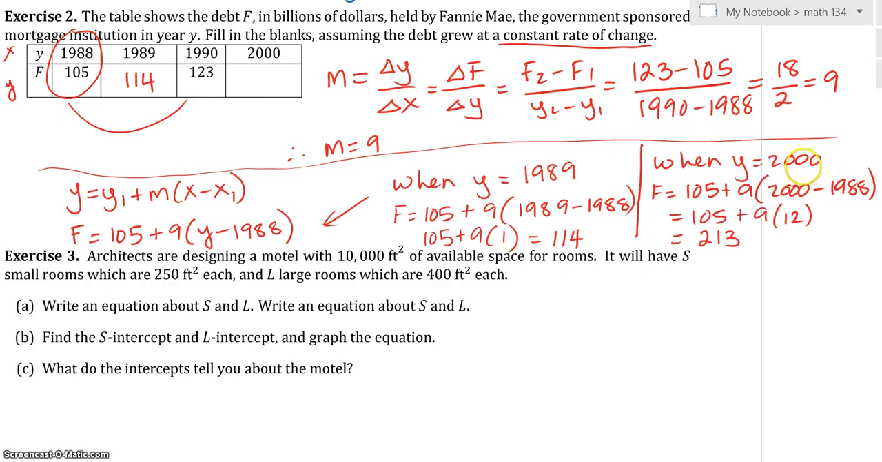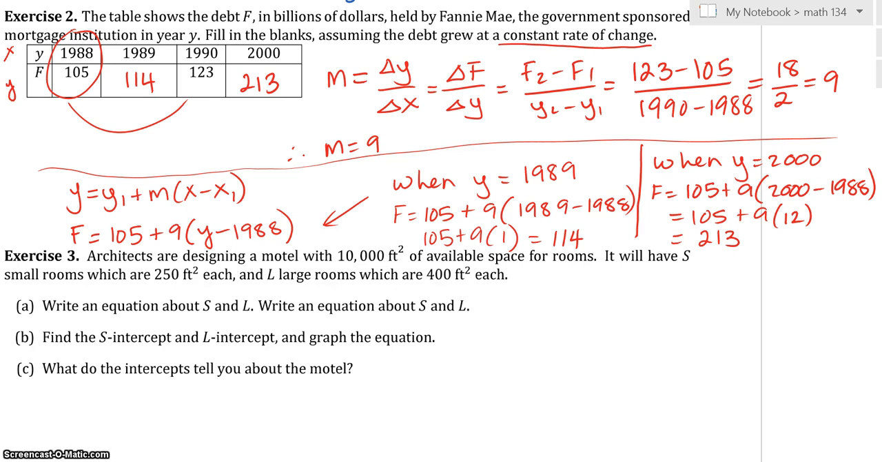So here's the solution for 2000. Again, I plugged in 2000. You get 12. 9 times 12 plus 105 is 213, if you did it correctly. So go ahead and pause and try exercise 3. See if you can do exercise 3 down below.